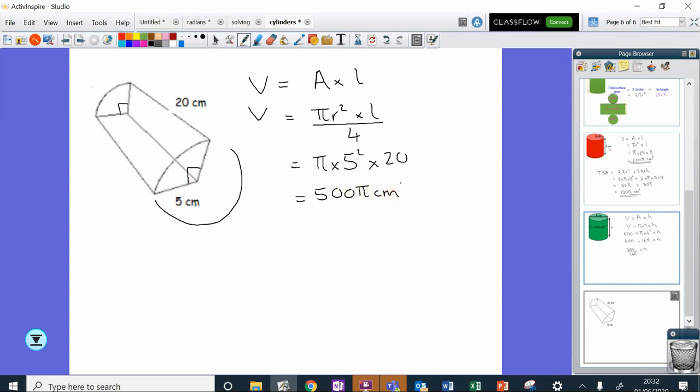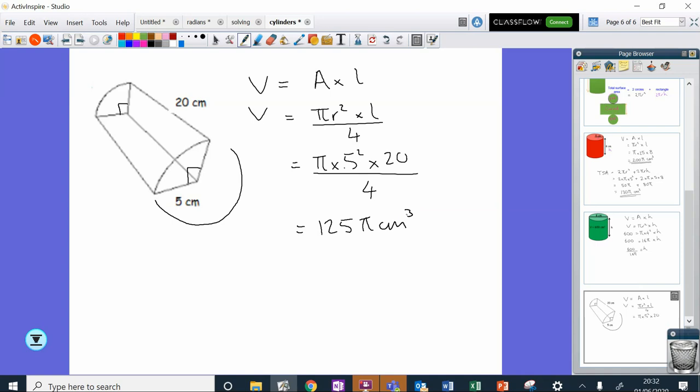Oh, I didn't divide it by 4, did I? Well, Wally. Let's just pop that divided by 4. 500 divided by 4 is 125 pi centimeters cubed.